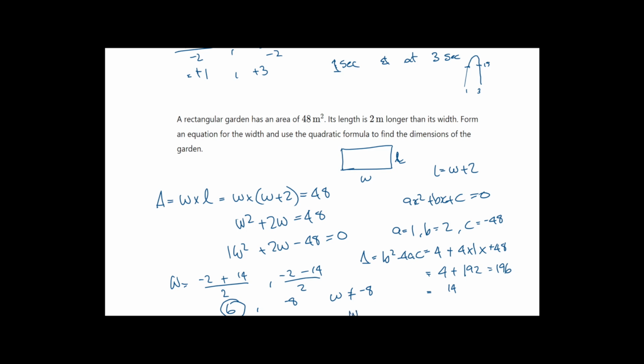And we know that if the width is 6, then the length is 2 meters longer than that. So therefore the length is 8. And if we test it out, 6 times 8, does that equal 48? Yeah, it does. And that's how we use quadratic equations.